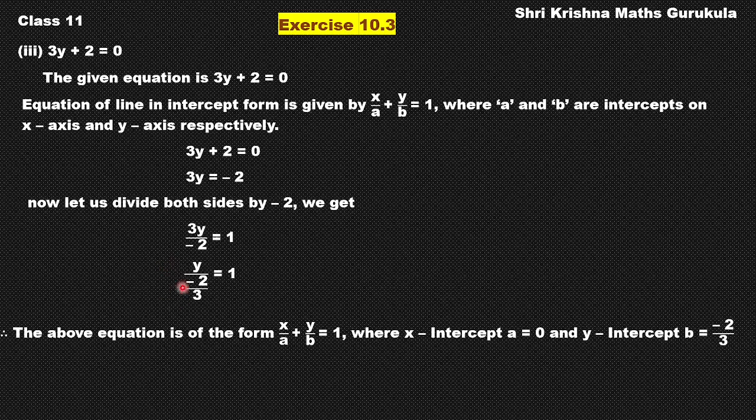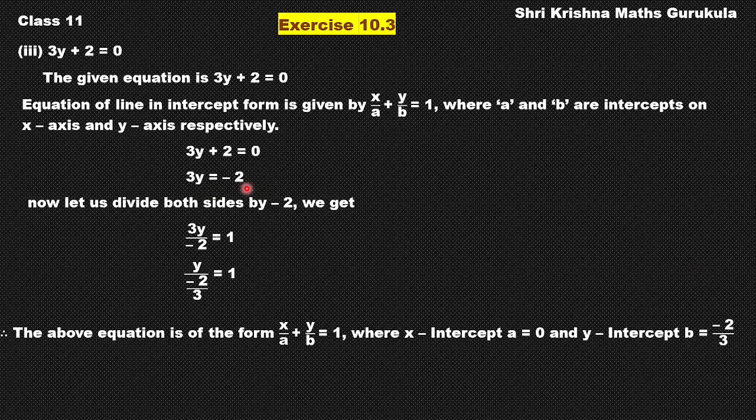Or just because you don't have this term, how did we get a is equal to 0? How did we write that? Yes, let me tell you. Look at the equation. It is 3y is equal to minus 2. Look at this form. Y is equal to minus 2 by 3. If so, what is this line? Just think over. What is this line? It is a line parallel to the x-axis.